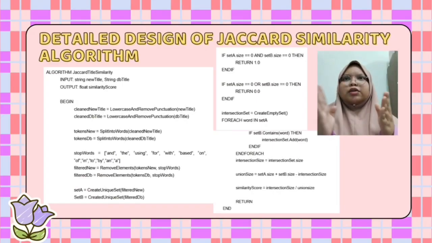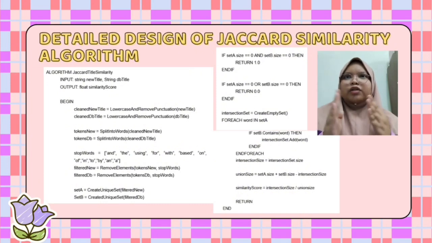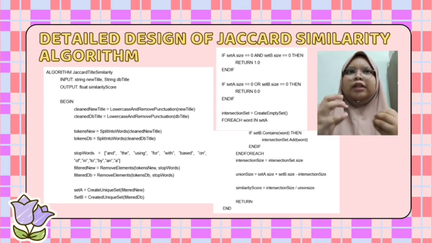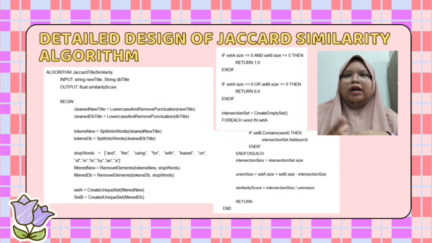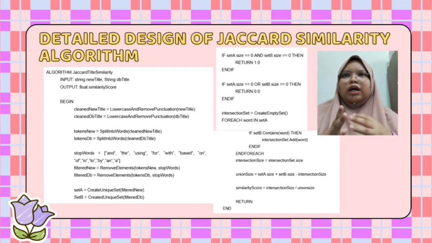Then we have the pseudocode for Jaccard similarity. First, we have the preprocessing and tokenization, where the title is changed to lowercase and punctuation is eliminated to avoid sensitivity issues. So the spelling of IoT, with capital I and O, will be changed to lowercase "iot" and will be considered the same. And the title will then be split into a list of words, which are the tokens.